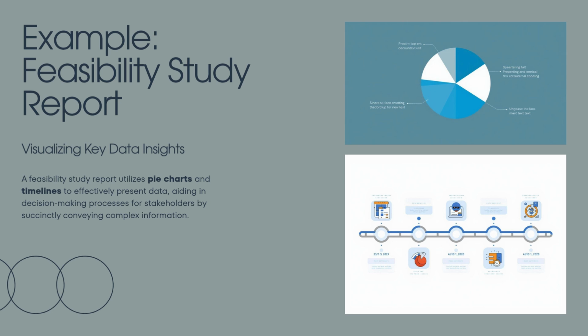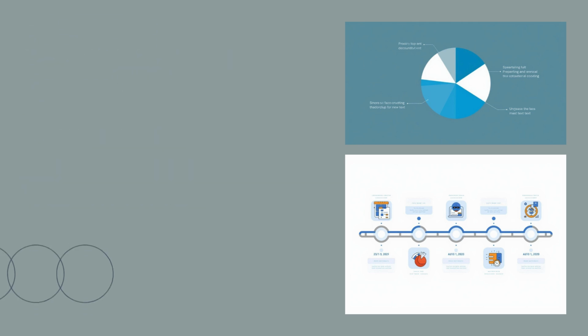For example, a feasibility report for launching a new service might include charts for market share, cost analysis, or project timeline. These visuals make it easy to see whether the project is practical and profitable.